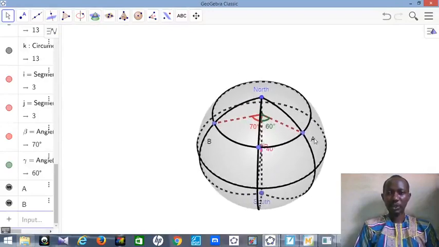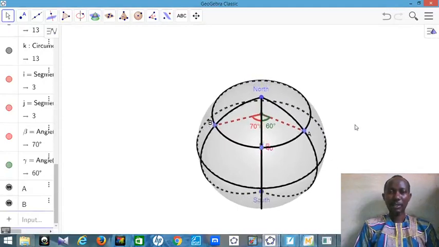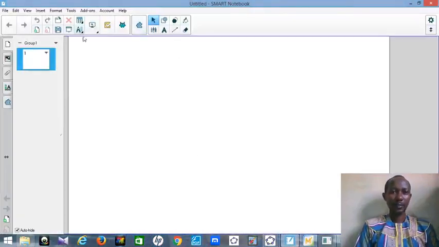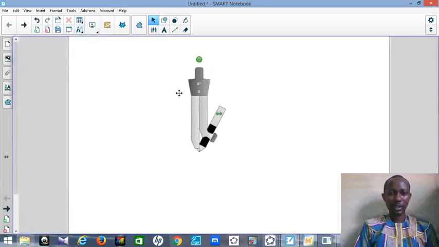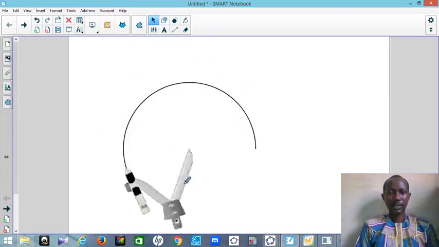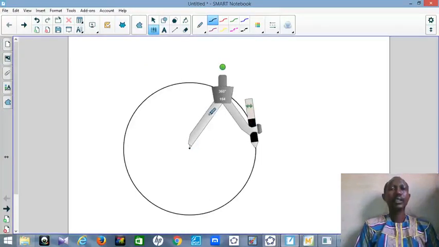But if you want to show your answer on your notebook, on your answer sheet, you cannot use software like this to do your explanation. All you need to do is to go to your paper. From your paper, you get your compass. Just try and make a neat circle. Get your compass. Draw your circle. Don't forget to locate the middle of your center. This is the center.